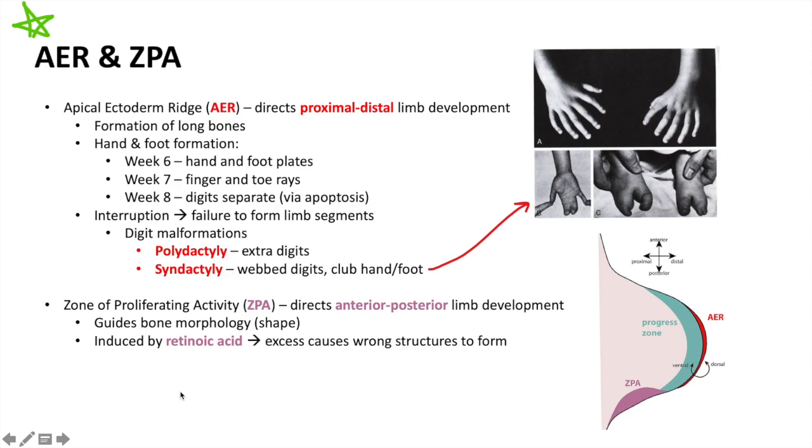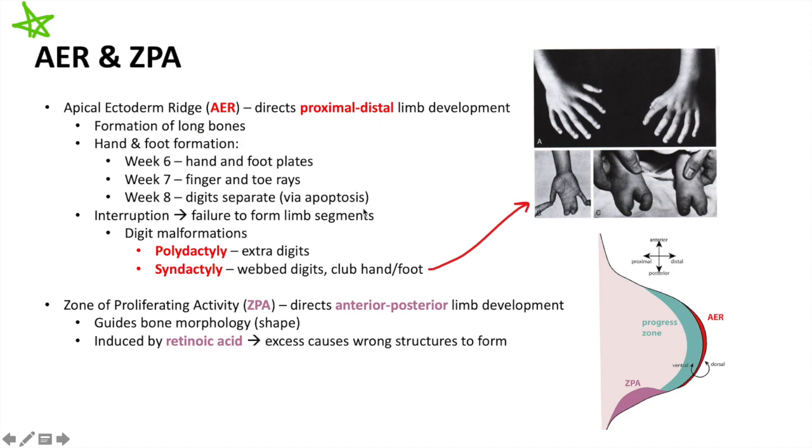This is really important to know, the AER and ZPA. So AER is the apical ectodermal ridge, and it directs proximal to distal limb development, whereas the ZPA, zone of polarizing activity, directs anterior to posterior limb development. So both of these are really important. So the AER creates this formation of long bones, and it's not really important to know what these weeks are, per se, at least at this point. But as you can see, it starts forming hand and foot, then fingers form, then the digits start to separate. And digits separate due to apoptosis.